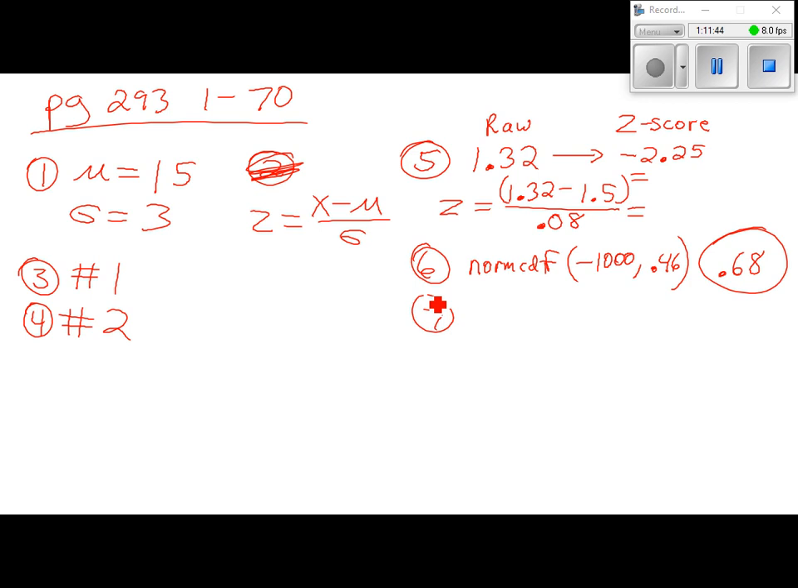Number 8, you can probably do. Number 9, we did a bunch of those. You're just doing the same thing, using their z-score. Trying to find some here that maybe are a little different. Yeah, they're mostly all the same.